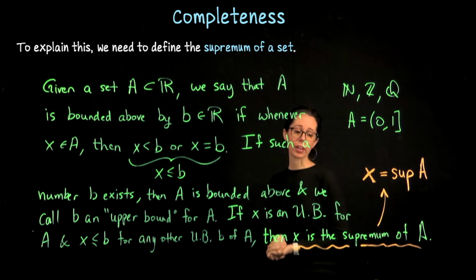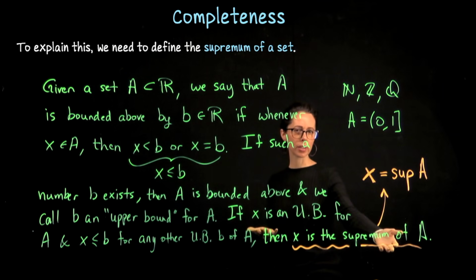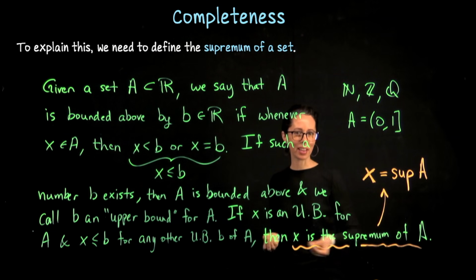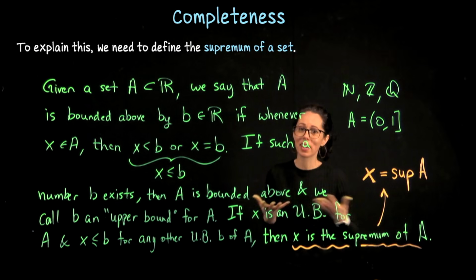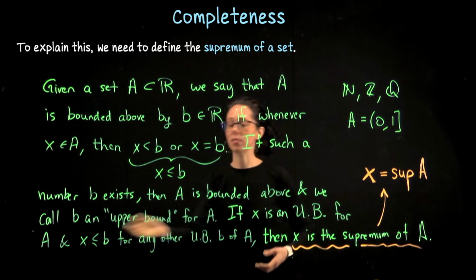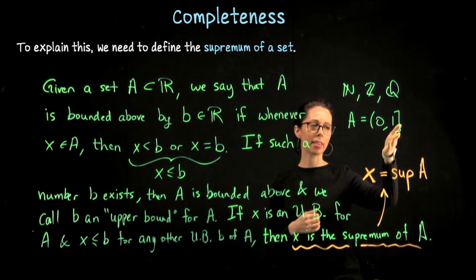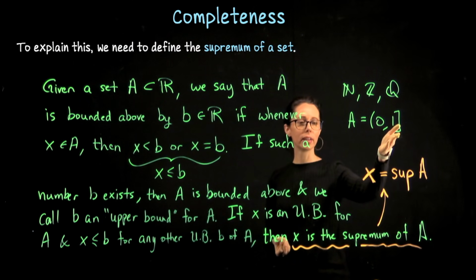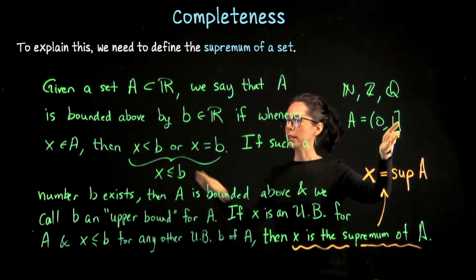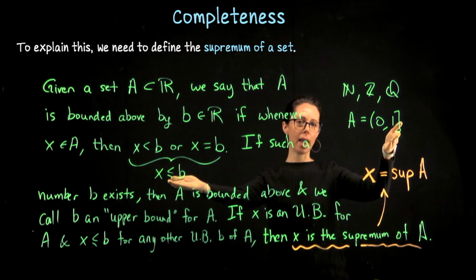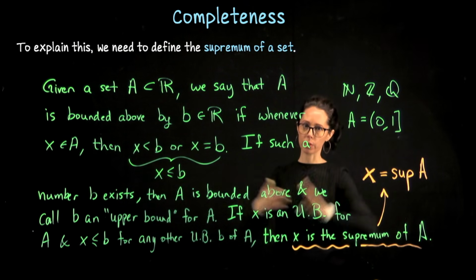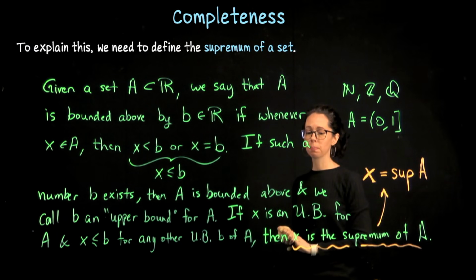So another phrase for this is least upper bound. I usually say supremum, but least upper bound really highlights in words what it is. It's the least upper bound, the smallest of all of the possible upper bounds. Again, for this set A here, it's not too hard to identify that the supremum of A is the number 1, because it is an upper bound. It is greater than or equal to all of the elements in A, and it's less than or equal to every other possible upper bound.